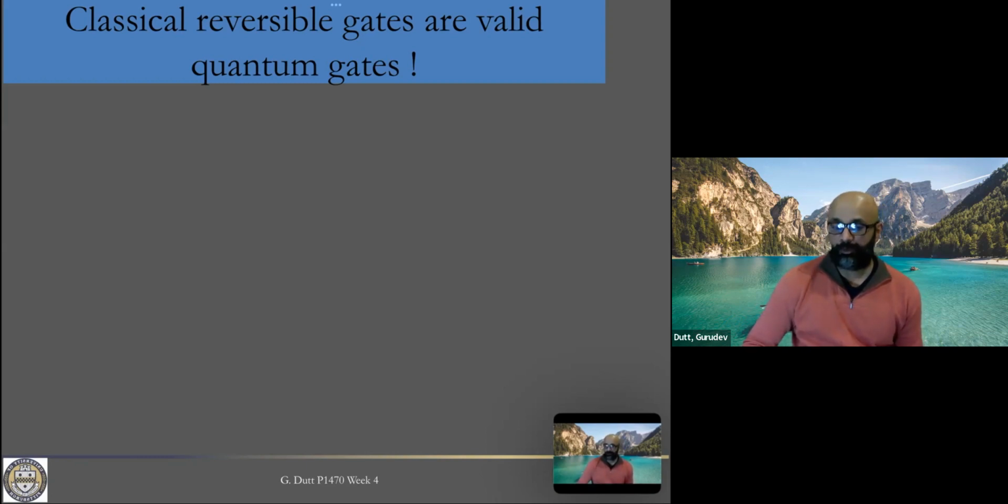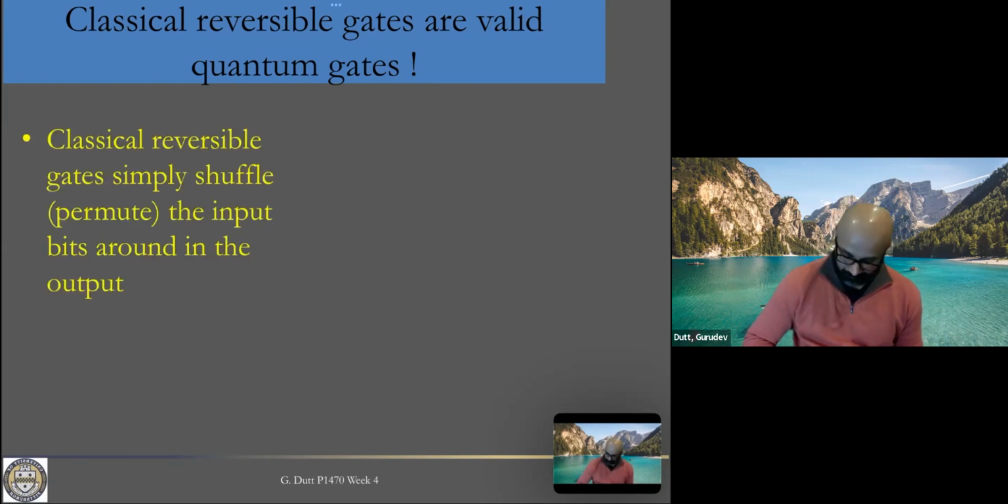So let us now talk about what types of gates are valid quantum gates. The first types of gates that we can immediately write down as valid quantum gates are classical reversible gates. So all of the digital binary gates that we discussed in the first couple weeks of this class, we said that classical reversible gates weren't very useful in classical computing, but they preserve all the information.